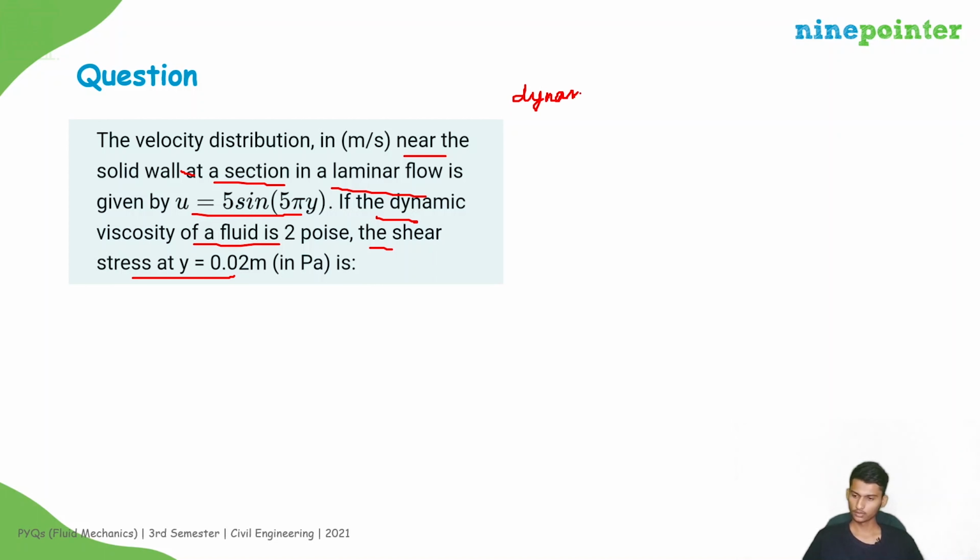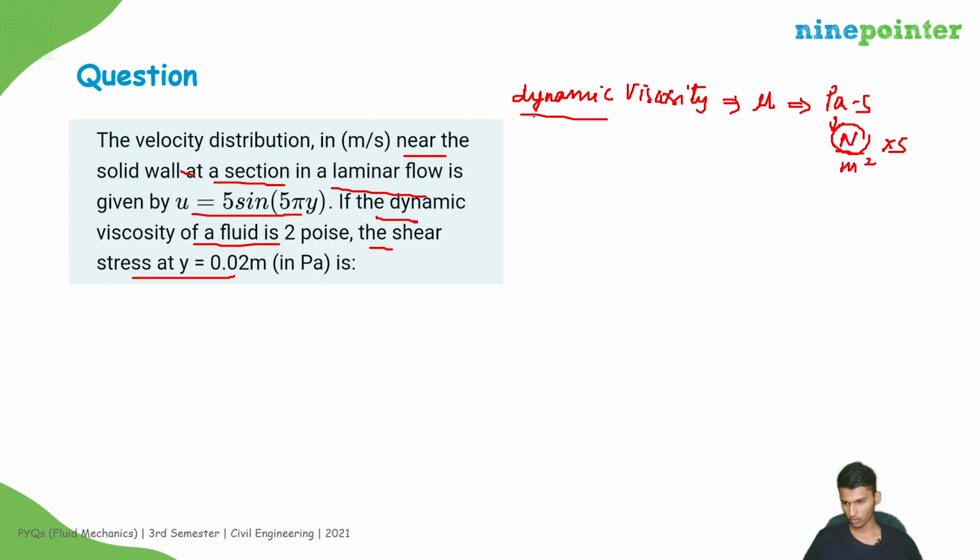Dynamic viscosity is generally called viscosity, and it is represented by mu. The units are Pascal second, right? Pascal second means force per unit area into second. So this has a Newton term, meaning a force term, a force dimension. That is the reason it is known as dynamic. One more is kinematic viscosity.